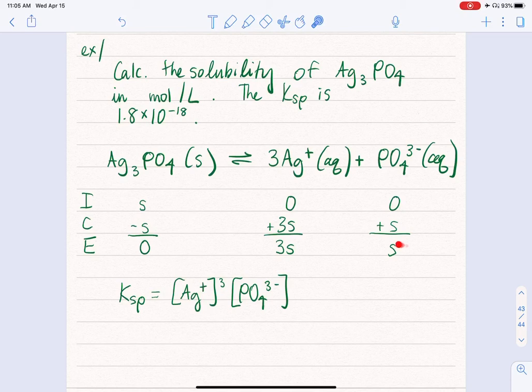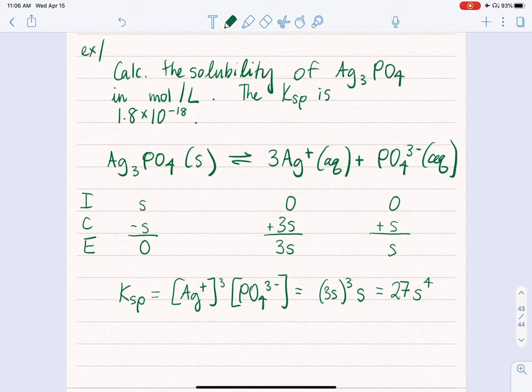So now I can plug these equilibrium concentrations into my expression for KSP. I am going to have 3s cubed, because I take this, plug it in for silver, and then I have to cube the whole thing. I'm going to plug this s in for phosphate. So 3s cubed times s. And that is going to all be equal to, what's 3 cubed? 3 times 3 times 3 is 27 times s raised to the 4th power.